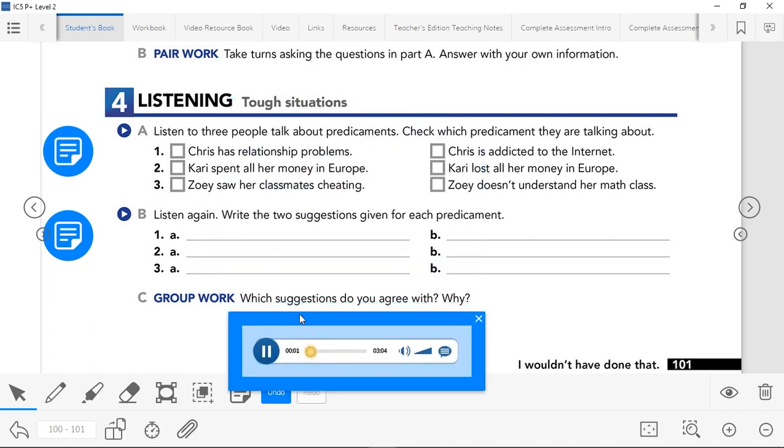Page 101, Exercise 4, Listening, Tough Situations, Part A. Listen to 3 people talk about predicaments. Check which predicament they are talking about.